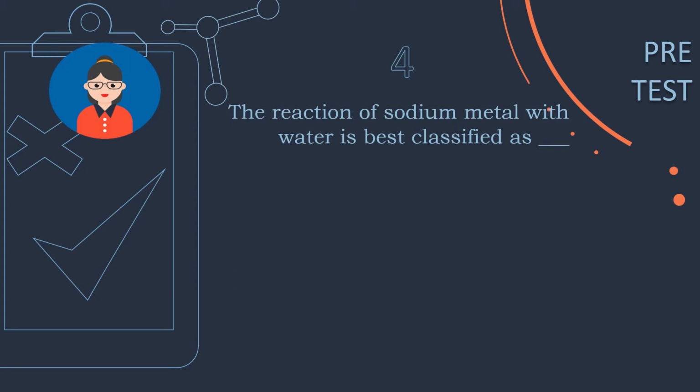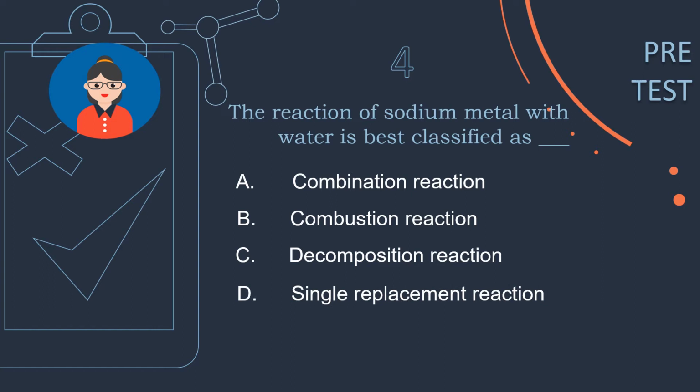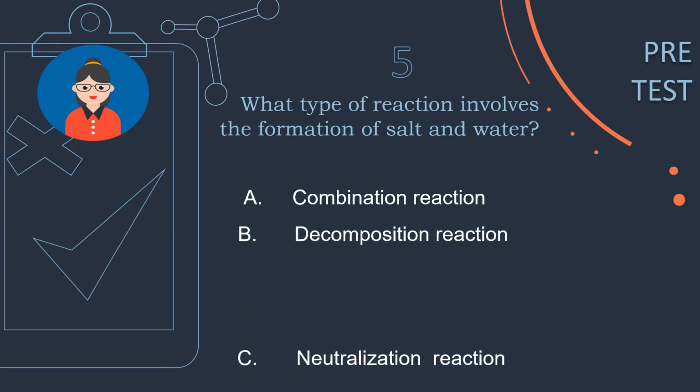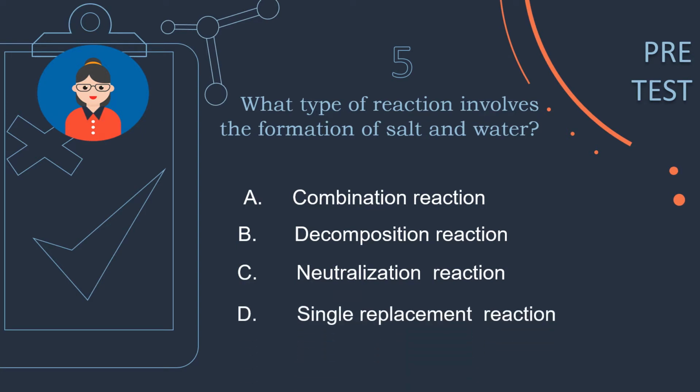Number 4. The reaction of sodium metal with water is best classified as A. Combination reaction. B. Combustion. C. Decomposition. And letter D. Single replacement reaction. Number 5. What type of reaction involves the formation of salt and water? A. Combination reaction. B. Decomposition. C. Neutralization. And letter D. Single replacement reaction.